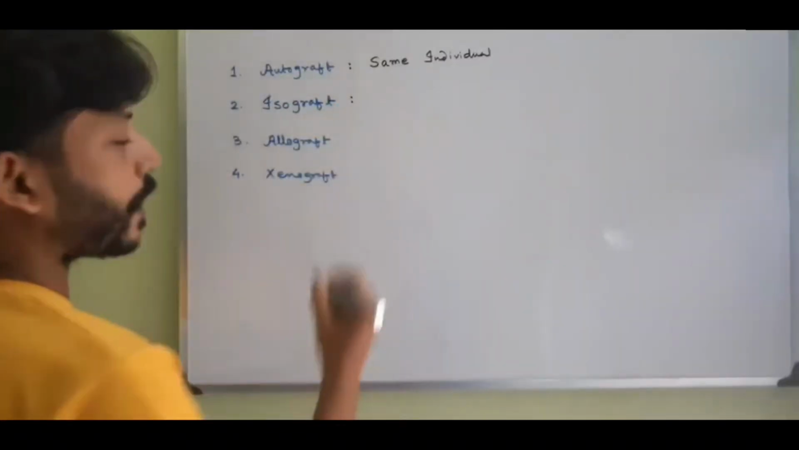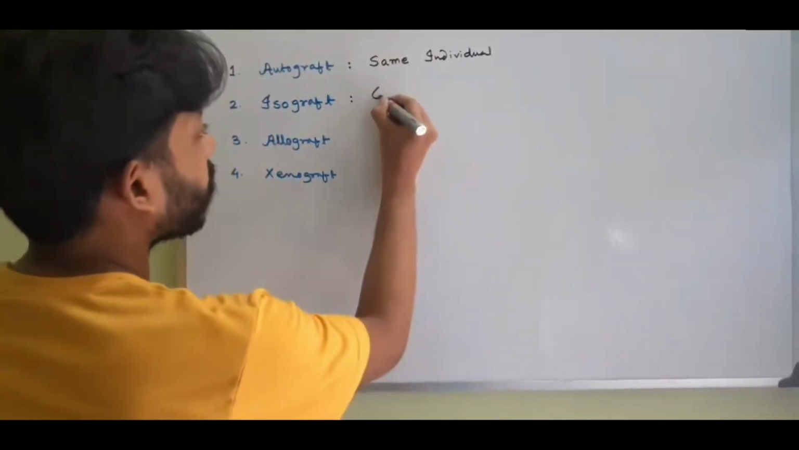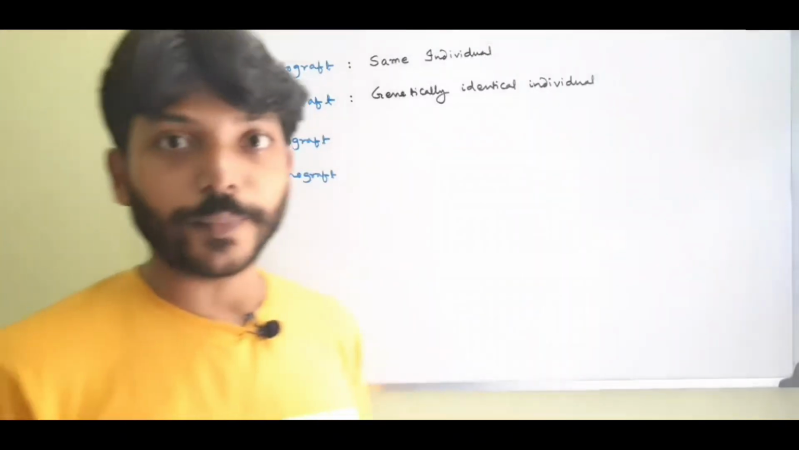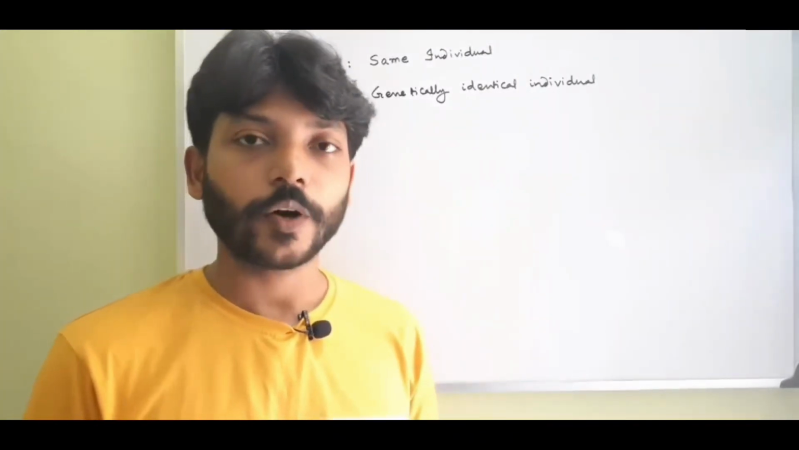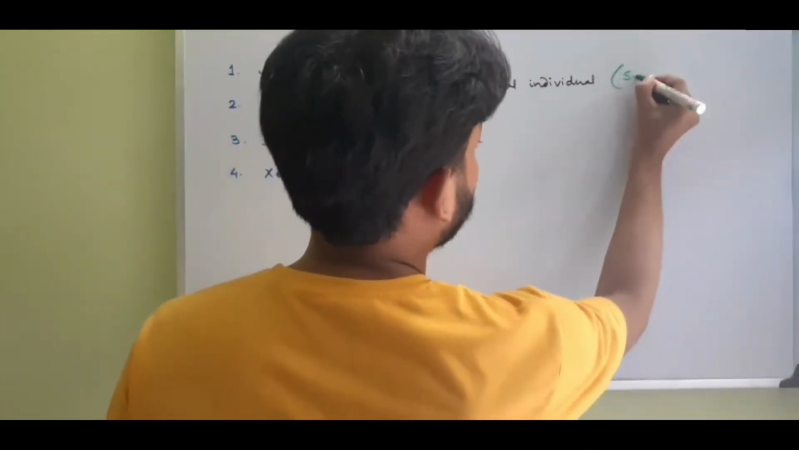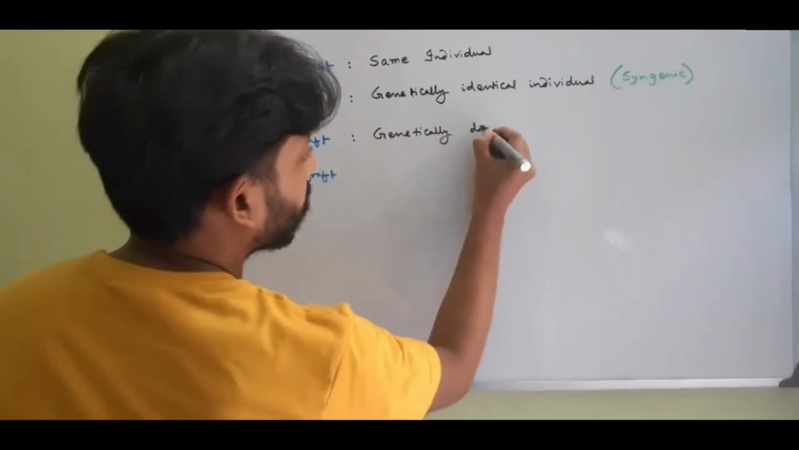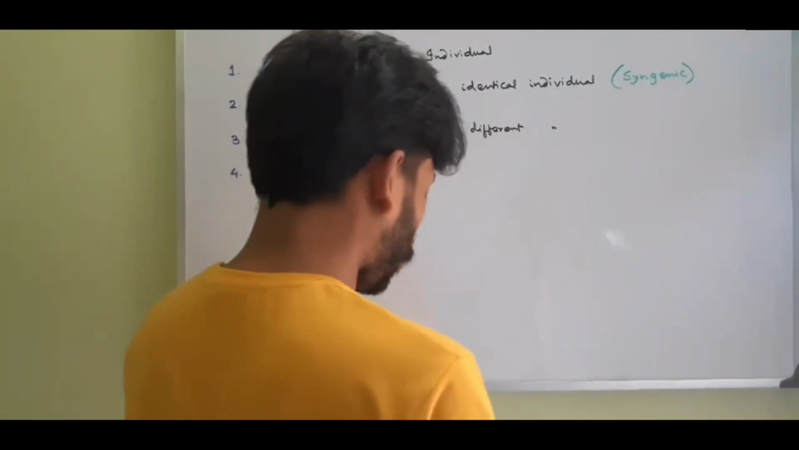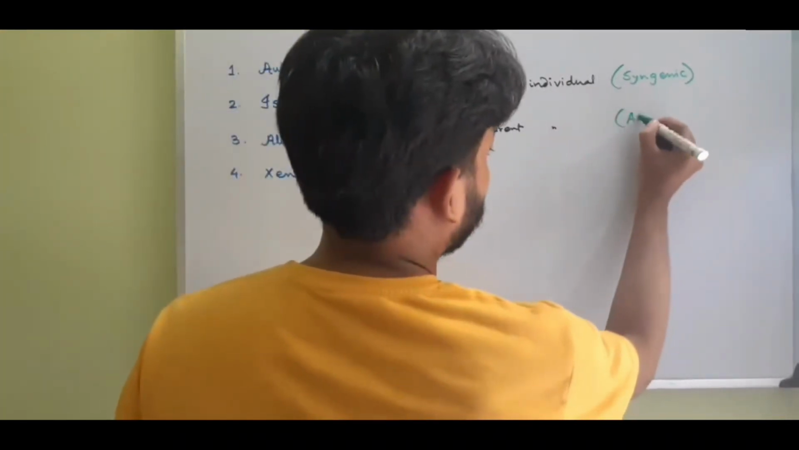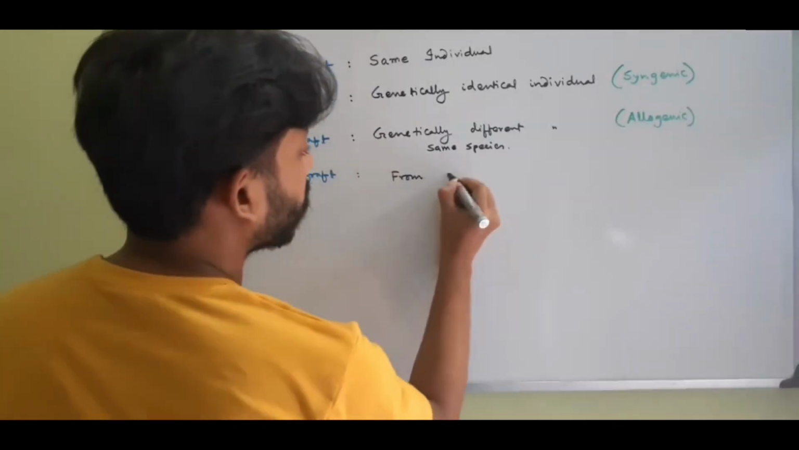Isograft means donation of an organ or tissue between genetically identical individuals. These genetically identical individuals can be an inbred strain of mice, or identical twins in the case of humans or other animals, also known as syngenic. The next is allograft. That means genetically different individuals from the same species, which are called allogenic. The last is xenograft. That means from different species.